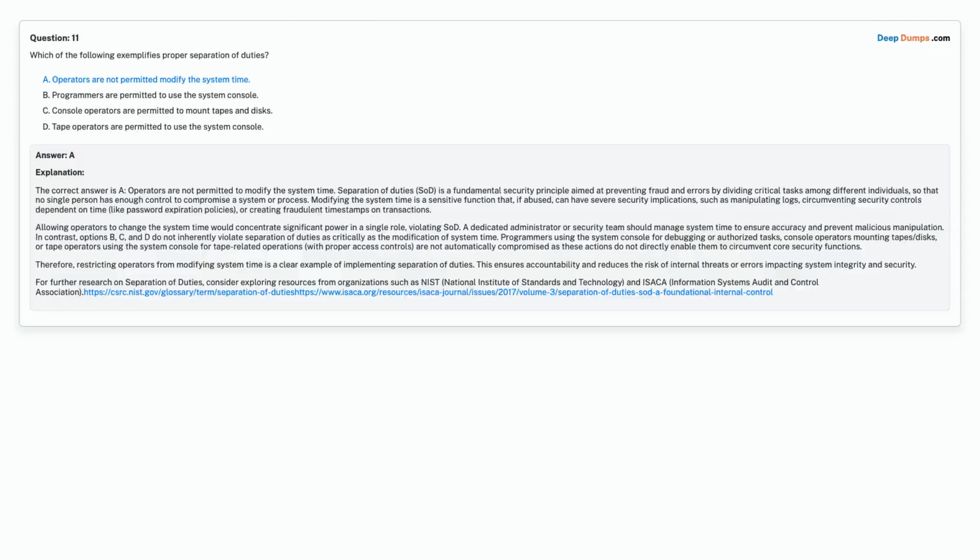Correct answer is Option A. Operators are not permitted to modify the system time.